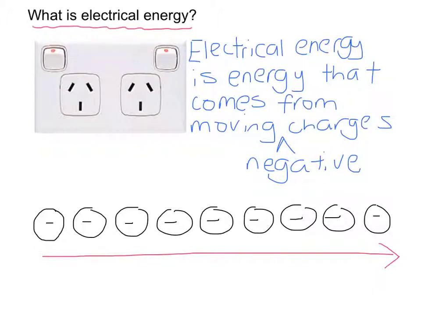So at a year 8 level, that's all you really need to know about electrical energy in terms of its definition: electrical energy is energy that comes from moving negative charges. Okay, keep in mind that it is negative charges.